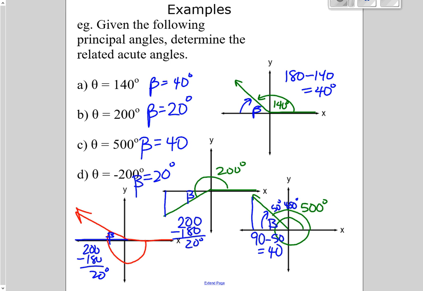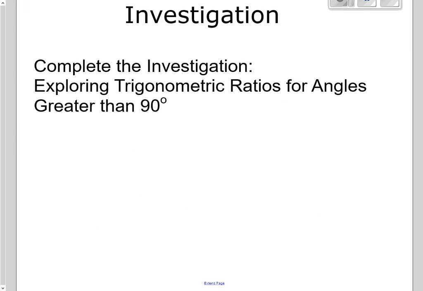Okay, being able to find our related acute angles is super important. It is a skill that we are going to use over and over again in this chapter. And so definitely do some practice. Your next thing, though, is to look at an investigation, which should be a handout in your Google Classroom.